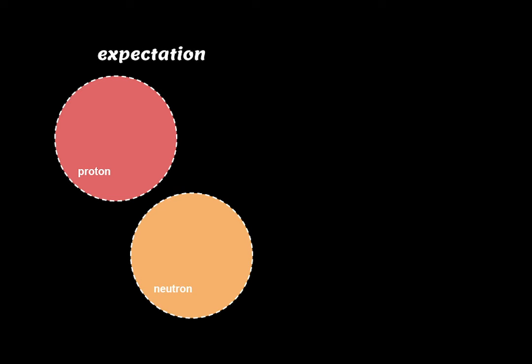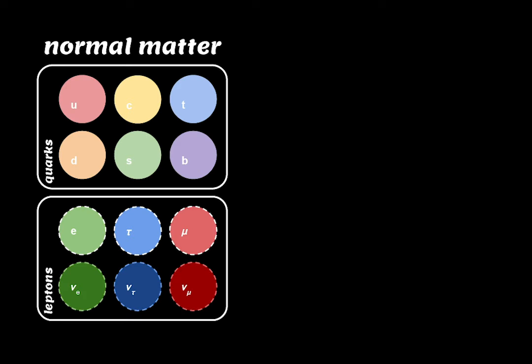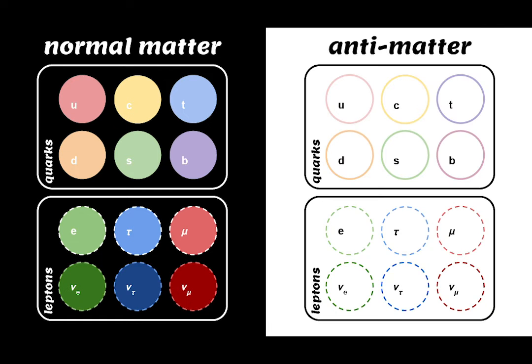Quarks are the particles that make up other particles, like the proton and the neutron, which consist of up-up-down and up-down-down respectively. Each of these fermions have antimatter counterparts, which are particles with the same properties except opposite charge.